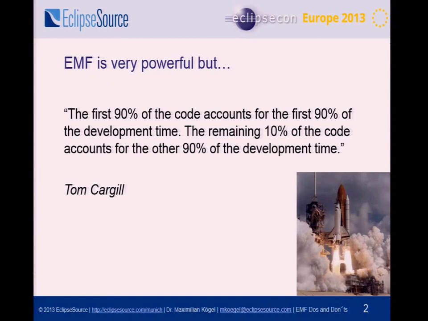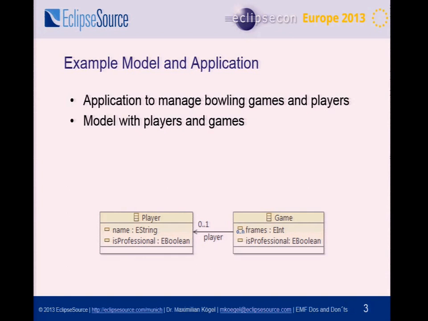All the examples that I have follow a very simple Ecore model. I just chose that for the sake of having a simple example. I have an entity player. The player has a name and it has a Boolean flag, whether it's a professional player or not. And in a game, there can be one or zero players, and the game has some frames, which is a list of integer, and it also has a professional flag. So this is a model that we're going to use throughout the different examples.